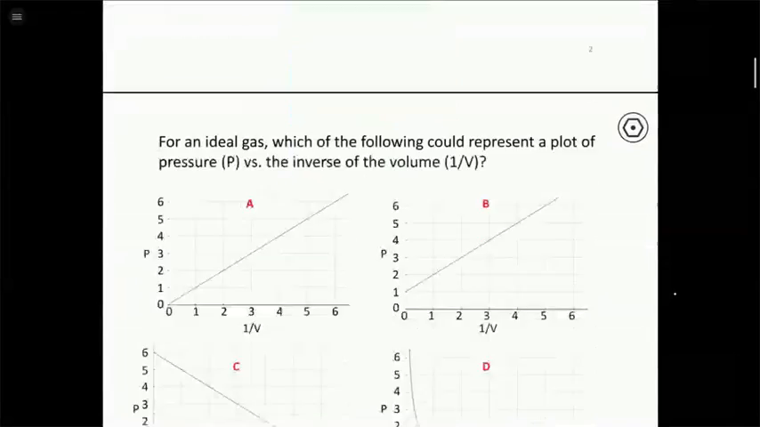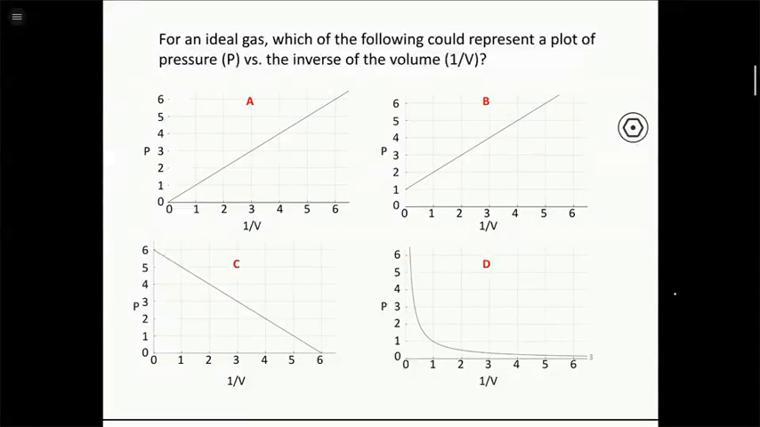All right, so let's go over the bonus quiz question real quick. This is what it should have looked like if PowerPoint didn't mess up the formatting on me. But anyway, we have all these plots of pressure versus 1 over volume. We want to know which one is correct for an ideal gas.